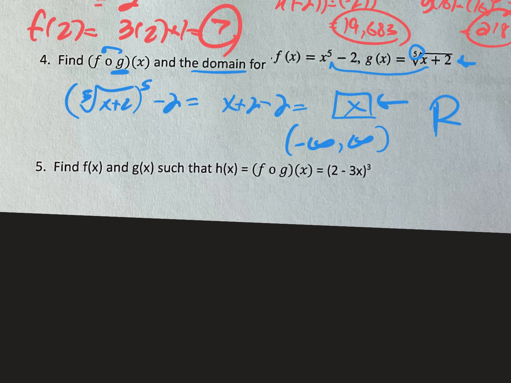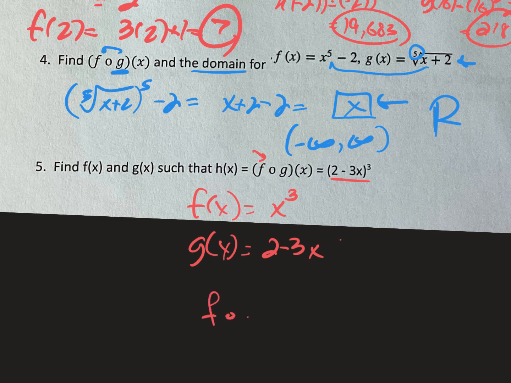Number 5. Now you've got to come up with two functions here that will give you this function. So you need to write an f of x and a g of x, two functions that will work if you were to do f of g. I'm thinking one good way to do this would be to go x cubed for f of x, and my g of x be 2 minus 3x. Therefore, if I were to do f of g and put my function g into f, it will look just like that, which means I know I got it right. Let's keep going.